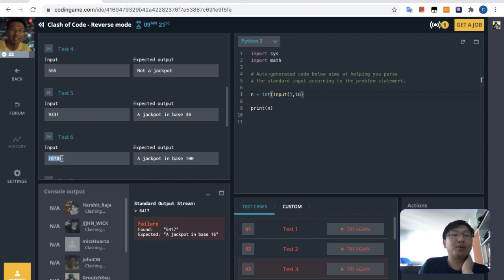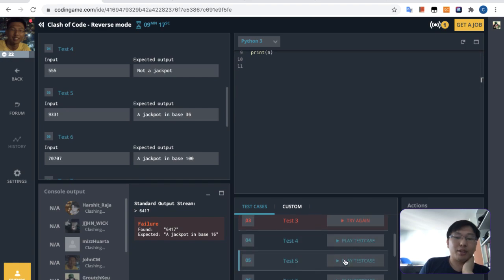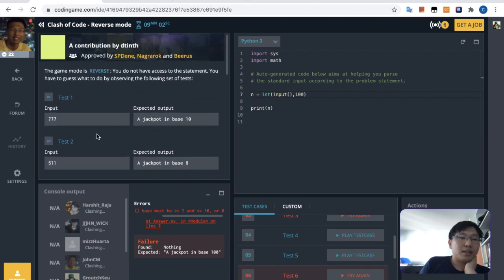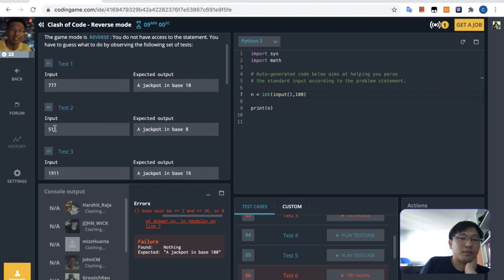I think this holds some clues to how we can solve this problem. So like let's say base 100, base 100 will be 7. I think the author of this problem did it wrongly. This is not really doing in base. Okay, I guess in base 8.